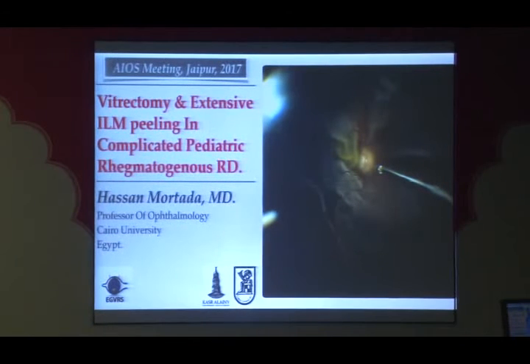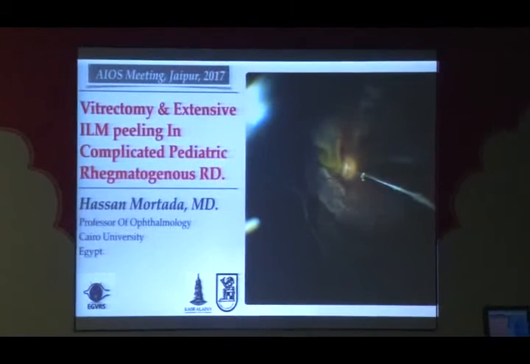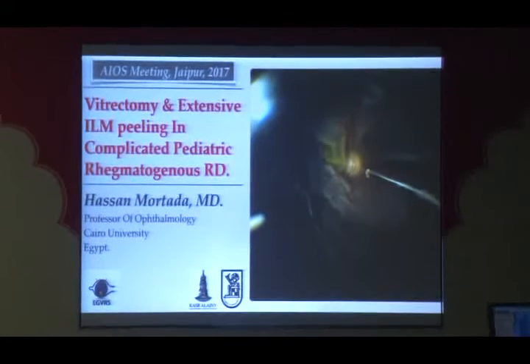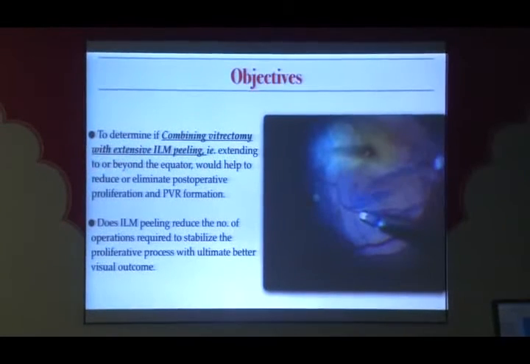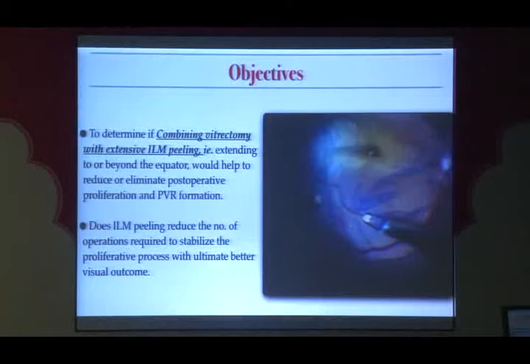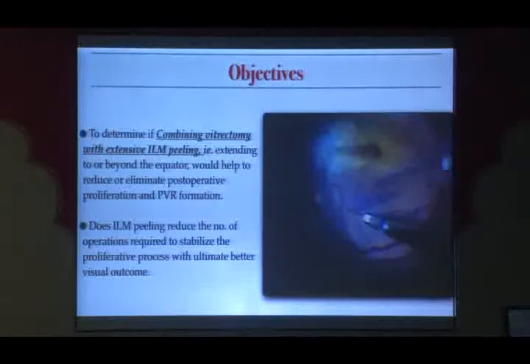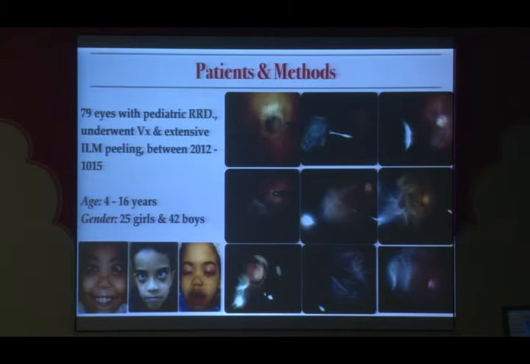My talk is about combining vitrectomy with extensive ILM peeling in complicated pediatric rhegmatogenous retinal detachment, and the objective is to determine whether vitrectomy and extensive ILM peeling extending to or beyond the equator would help in reducing the postoperative proliferation and reduce PVR formation, and this may be associated with better long-term anatomical and visual results.